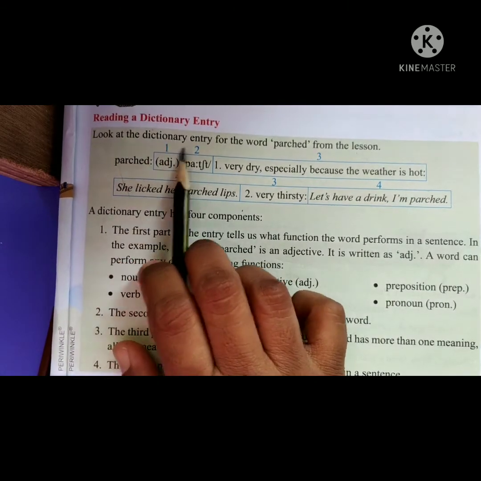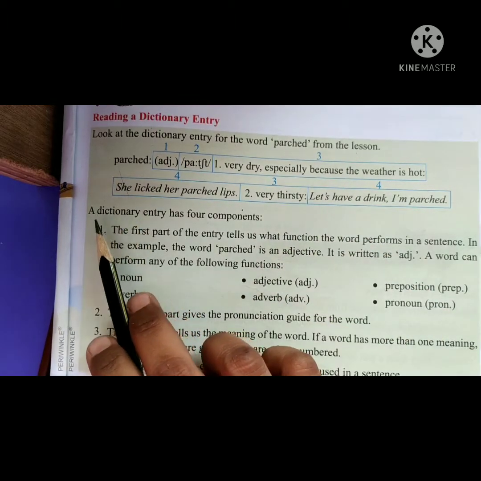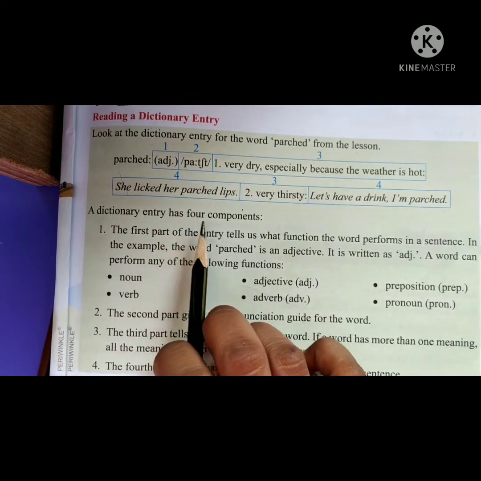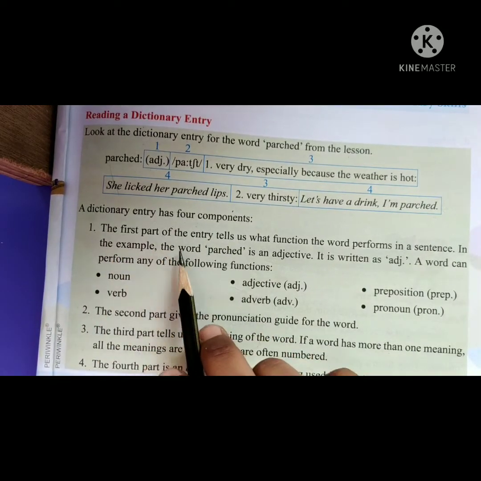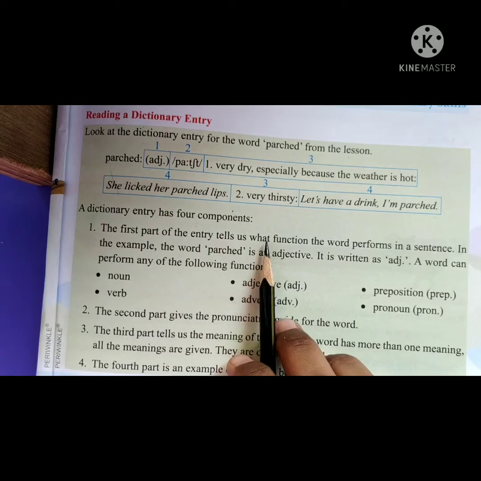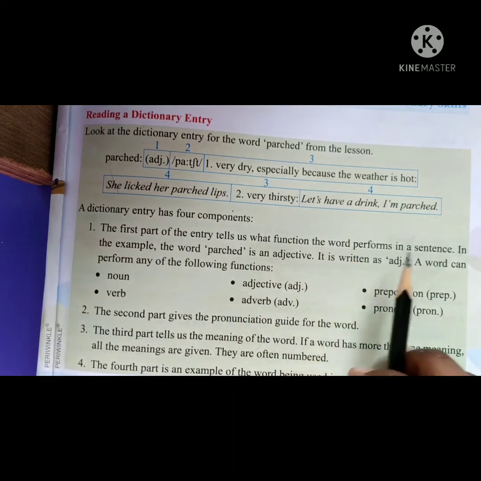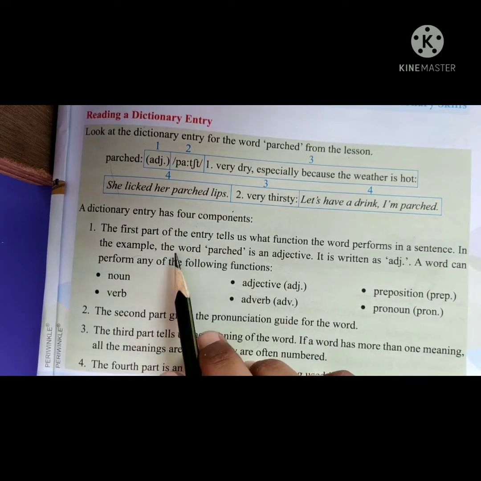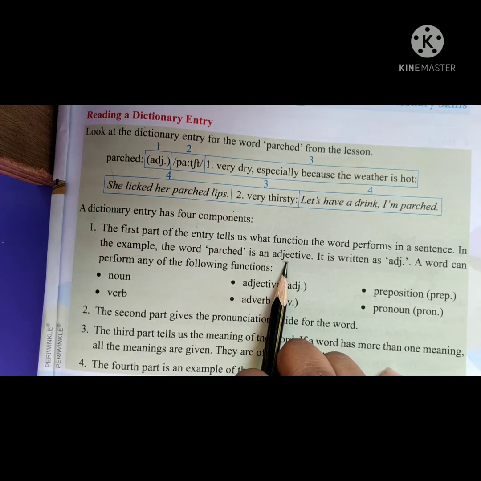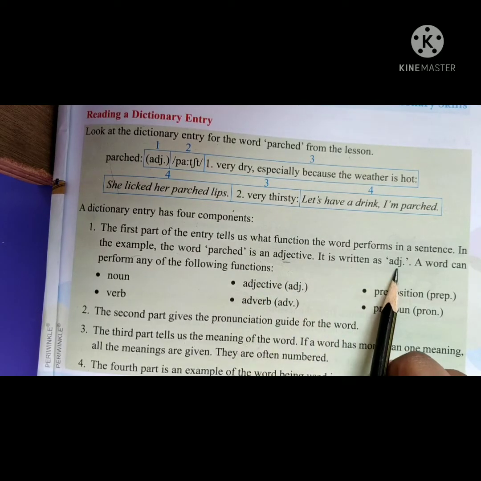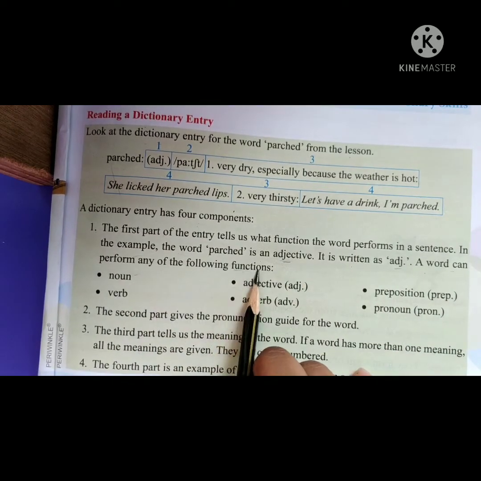Look at the dictionary entry for the word parched from the lesson. A dictionary entry has 4 components. First, the first part of the entry tells us what function the word performs in a sentence. In the example, the word parched is an adjective. It is written as ADJ.